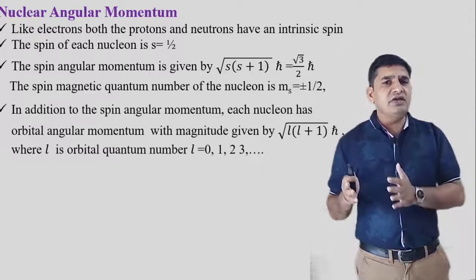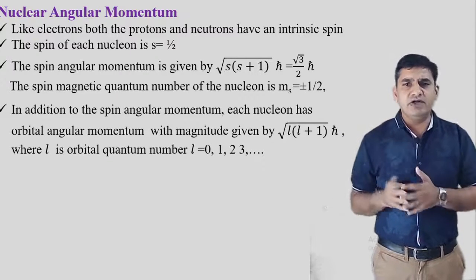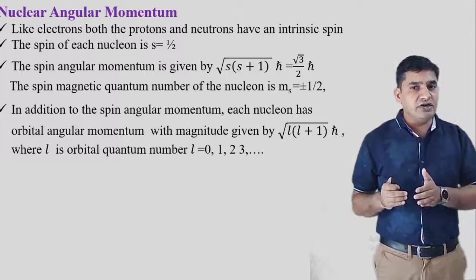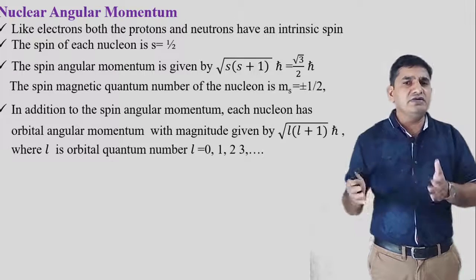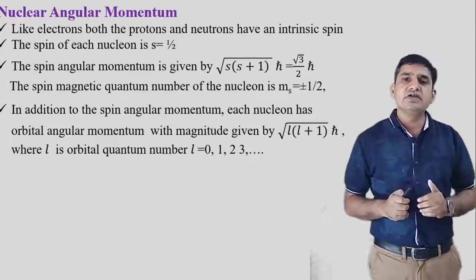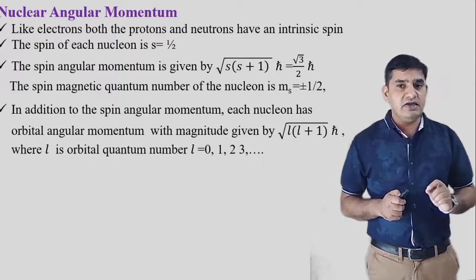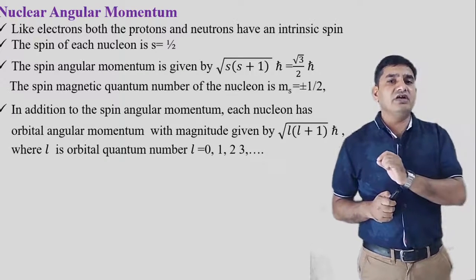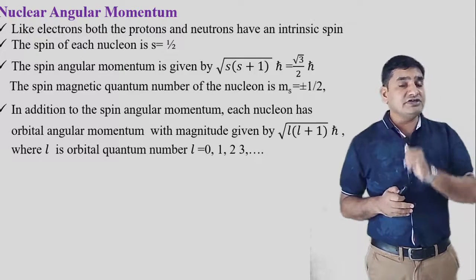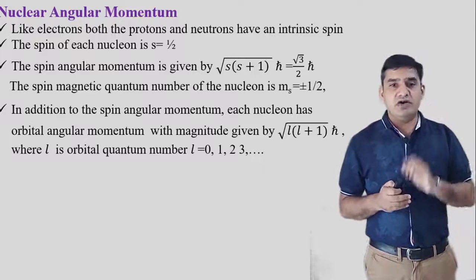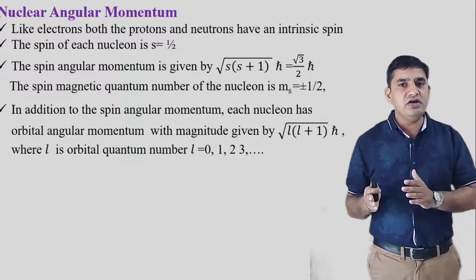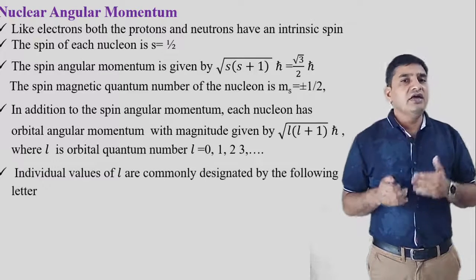In addition to the spin angular momentum, each nucleon has orbital angular momentum with a magnitude which is given by, that is orbital angular momentum, under root of L(L+1) h cross, where L is the orbital quantum number. In the previous case, S is the spin quantum number. The value of the orbital quantum number is 0, 1, 2, 3 and so on.